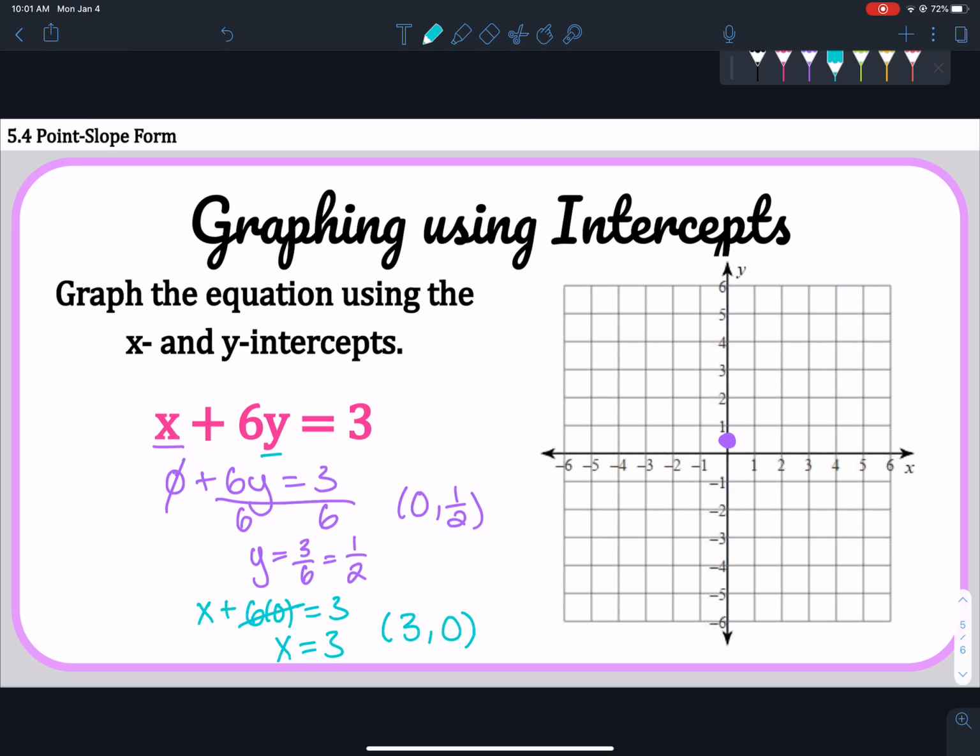So now I'm going to start at my origin, go right 3, and there is my point. Then we can graph this. And there we go. There is our line for that one. So notice it's not a very steep slope.